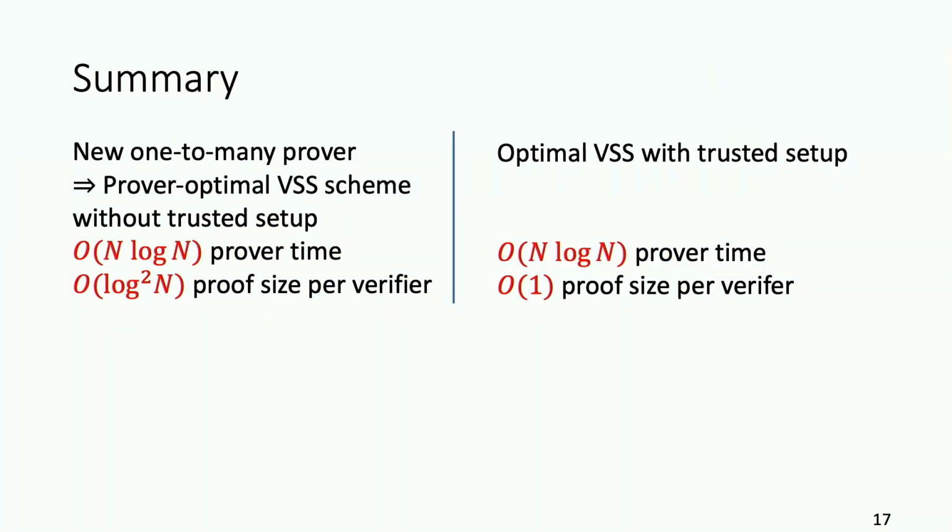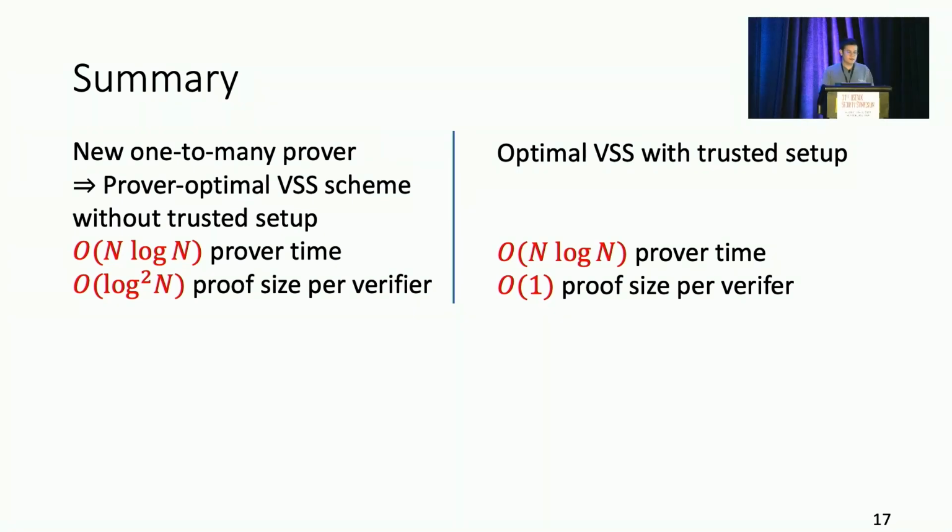And finally, that is the summary of our work. In the first part, we have a new one-to-many prover setting, and we have a new algorithm for this setting. And applying the same techniques to VSS, we get a prover-optimal VSS scheme without trusted setup. On the other hand, we also have an optimal VSS scheme with a trusted setup based on the KZG commitment. And that's all. Thank you.